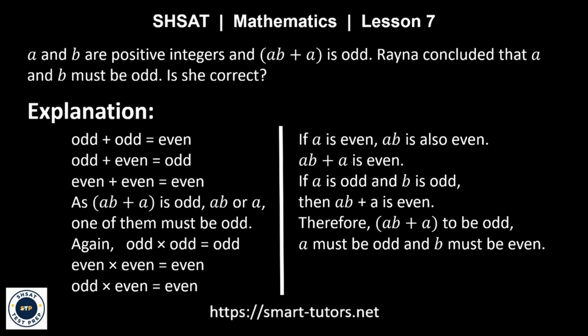A and B are positive integers, and AB plus A is odd. Reina concluded that A and B must be odd. Is she correct?